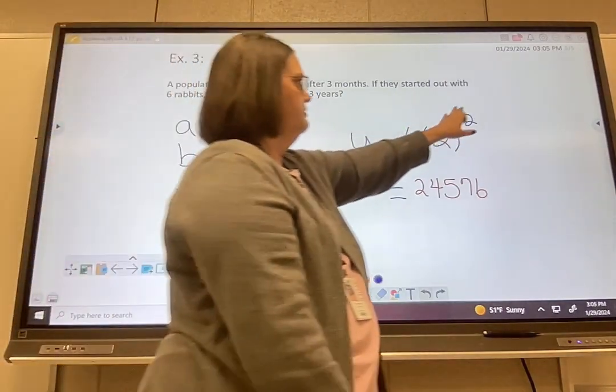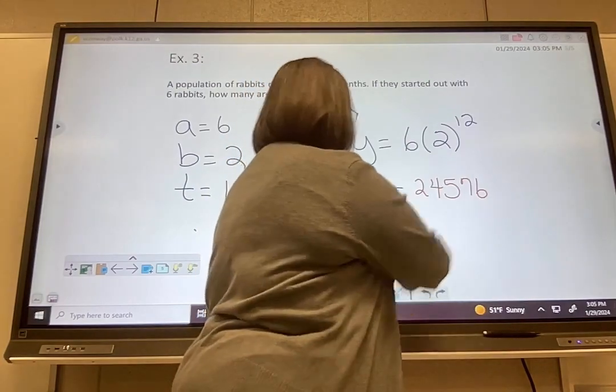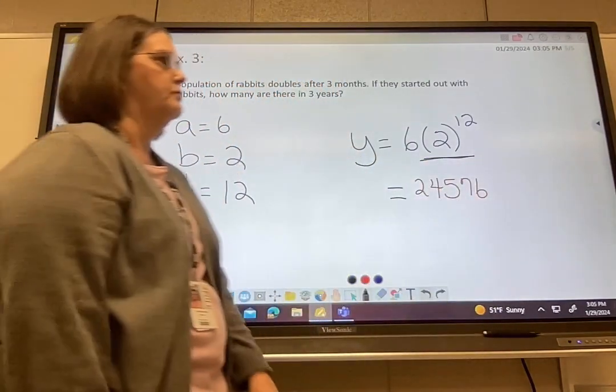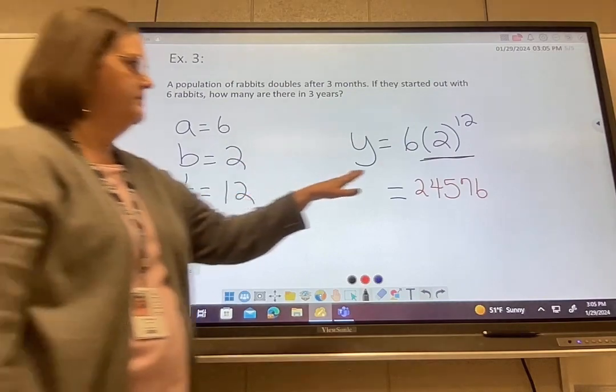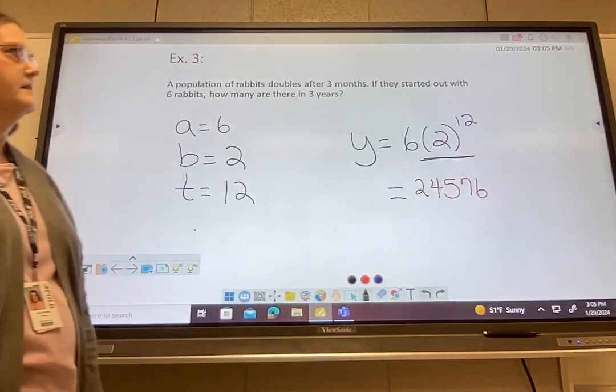So 6 times 2 to the 12th. And remember, the only thing you're taking to the 12th power is the 2. So 6 times 2 to the 12th is 24,576 rabbits.